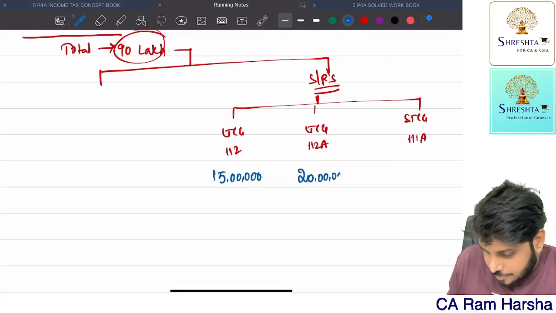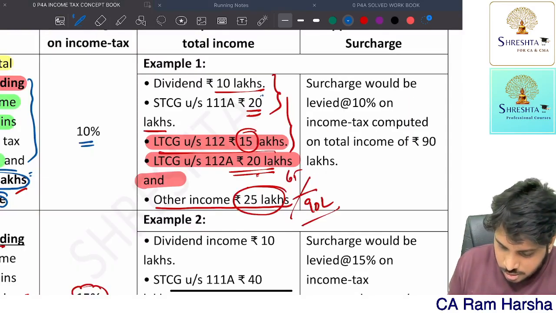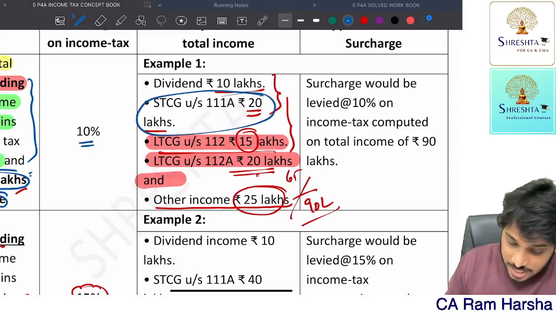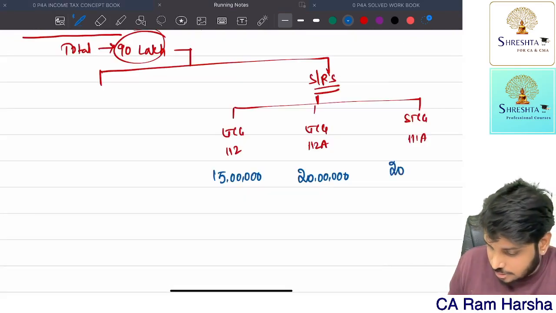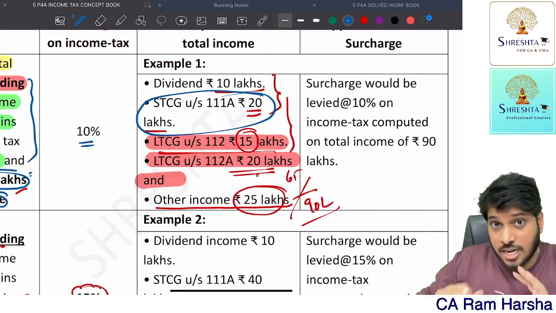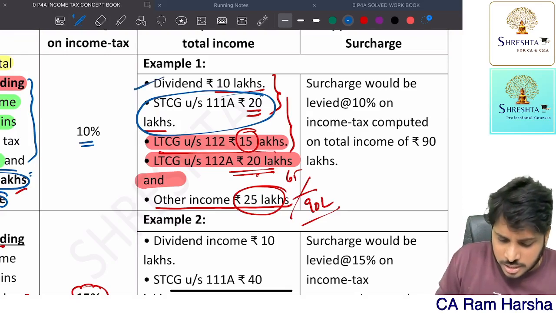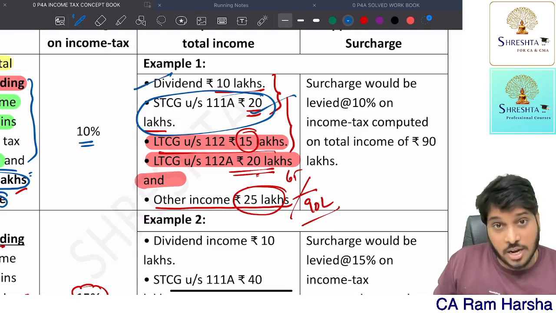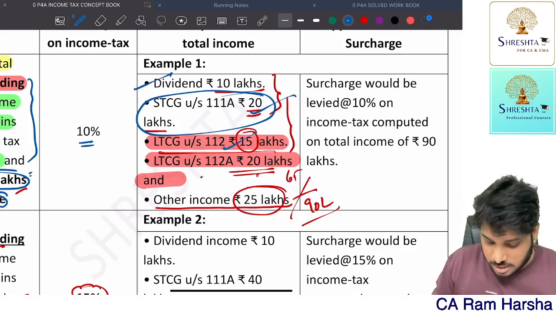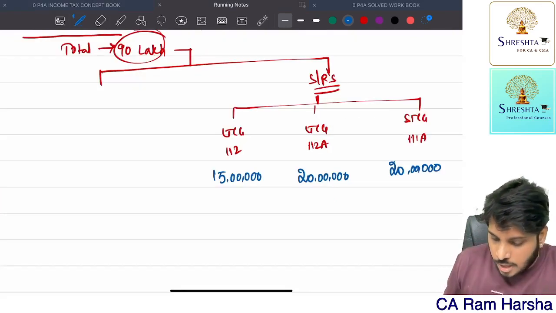20 lakh. Now, short-term capital gain 111A, how much? This one, which is again 20 lakhs only. Okay, 20 lakhs. Now, let us check the cross reference. Is there any income that is taxable at special rate? Let us see. Dividend, normal rates only. Short term considered. Long term already considered. Other income, normal rates only. So, this is the special income.